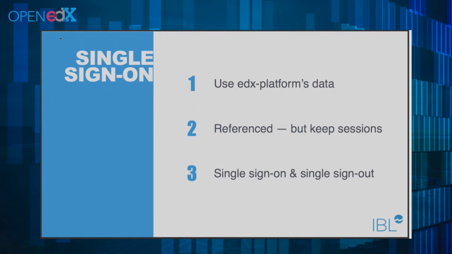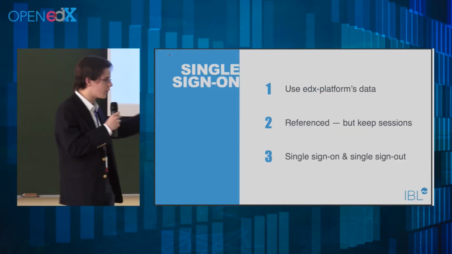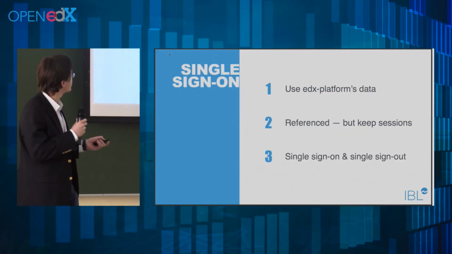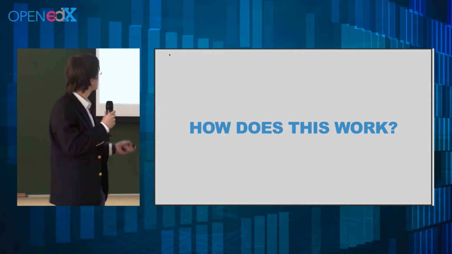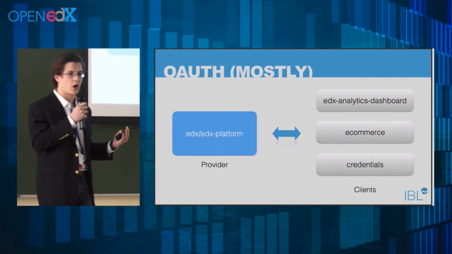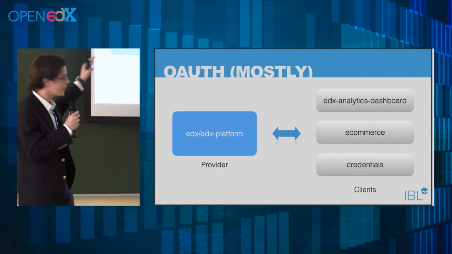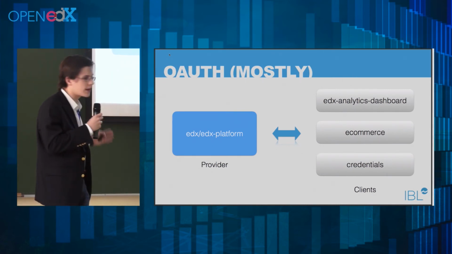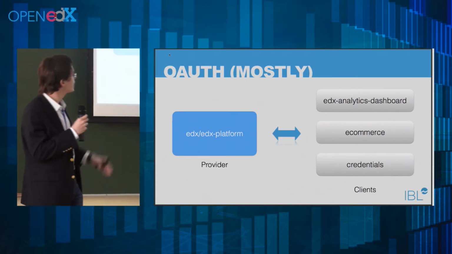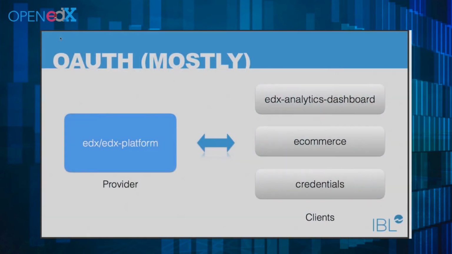Basically, in order to achieve single sign-on, we want to use edX platform's data. We want to reference it. We don't want to copy it. Obviously, Insights doesn't have a copied database of accounts. That wouldn't make any sense. And we want to achieve single sign-on and single sign-out. How does this work? Well, pretty much OAuth, right? So you have a provider, which is edX platform, and then you have a number of clients, of which Insights and e-commerce are two examples, but again, there are many more.